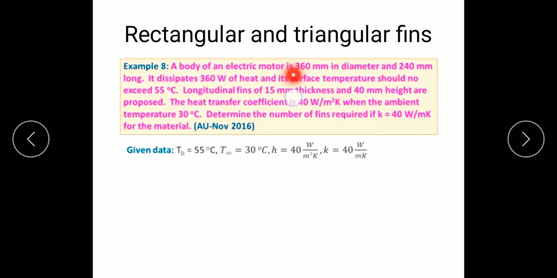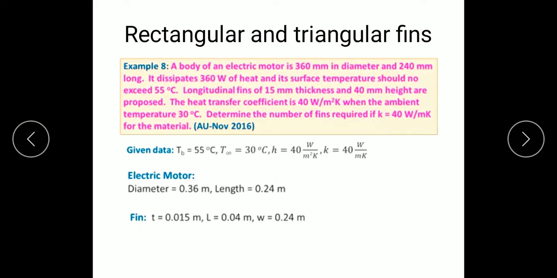So given data is the base temperature, the motor base temperature or surface temperature is 55 degrees Celsius and the ambient temperature or atmospheric temperature is 30 degrees Celsius and the heat transfer coefficient is given as 40 watt per meter square Kelvin and similarly thermal conductivity K is given as 40 watt per meter Kelvin. Next, the specification of the electric motor. So the motor having a specification of diameter that is 360 mm, that is 0.36 meter, length is 240 mm, that is 0.24 meter.